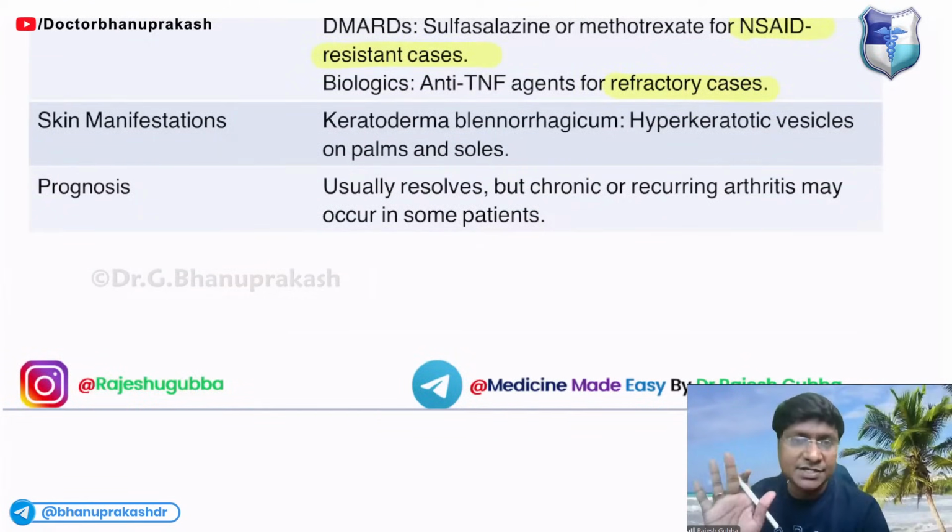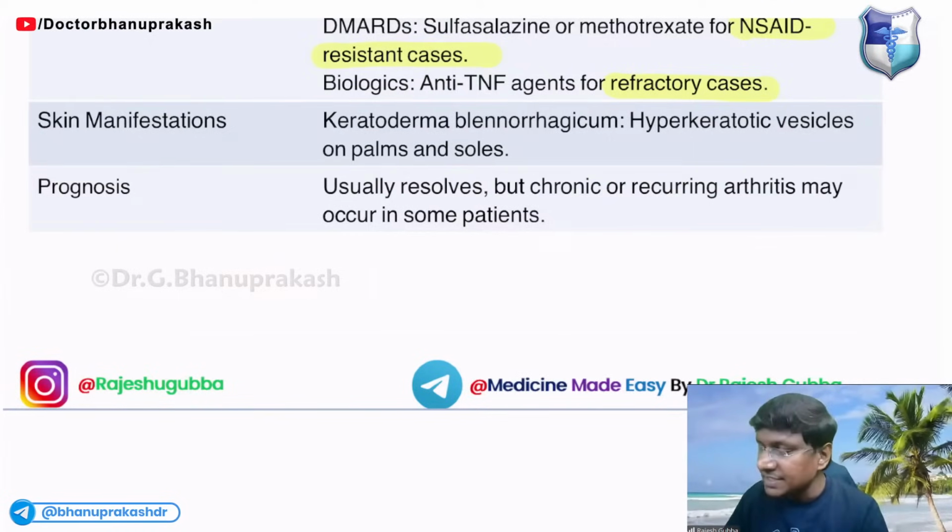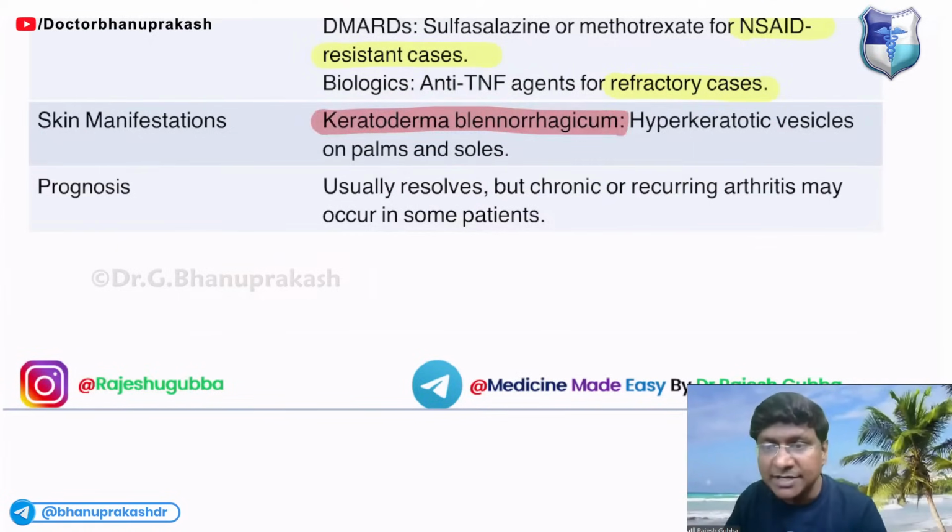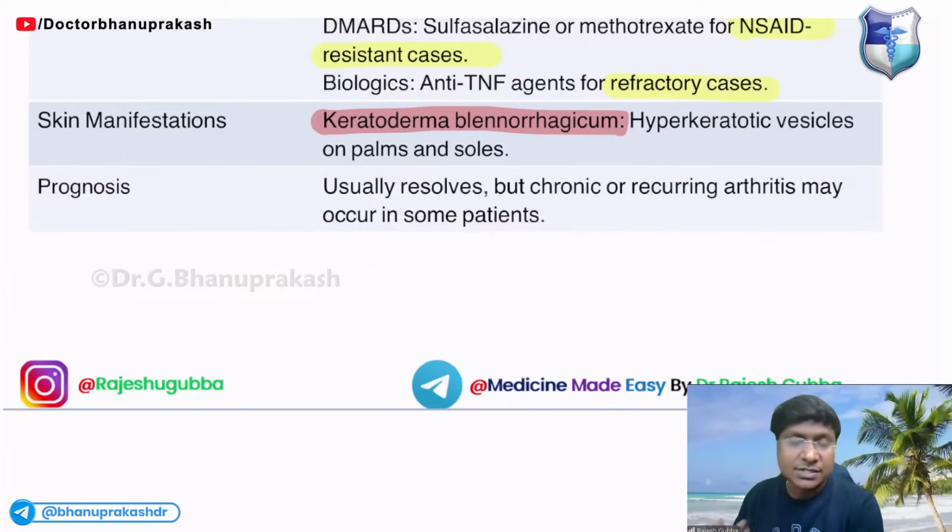Skin manifestations are asked as multiple choice questions. And what is that skin manifestation? That is keratoderma blennorrhagica. And these are the important points related to Reiter's or reactive arthritis.